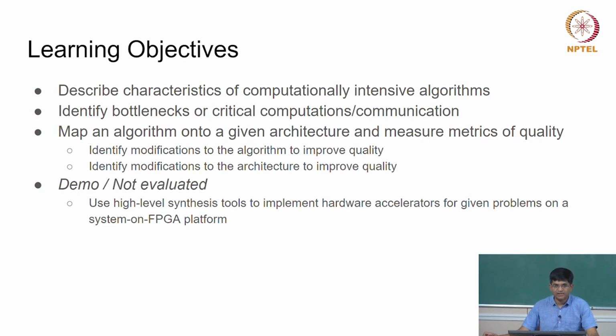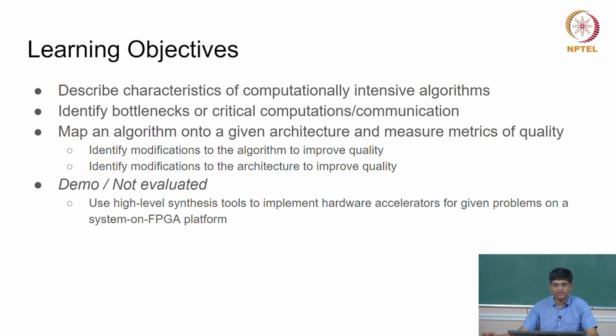As we will see later, computation is not the only bottleneck. Communication, in other words, how do I read and write data from memory, is just as important a problem. Both of these are things that you should be able to look at an algorithm and a given architecture and identify what the problems are likely to be. Given an algorithm and given an architecture, you should be able to map the algorithm onto the architecture and measure certain metrics of quality, right?